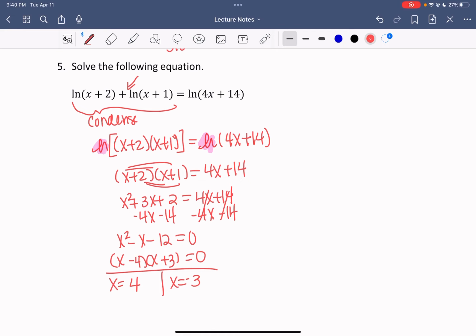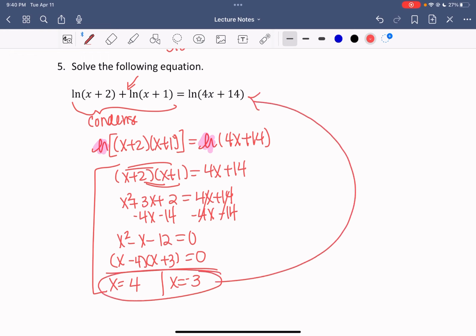Now the problem with this is you do want to go back and check your answer, because this part was just solving for a quadratic. But in our initial situation, these two values are representing what happens up here in your ln. And actually, this -3 is not going to be an answer. Because if I come up here and I plug in ln of -3 plus 2 plus ln of -3 plus 1, this gives me a -1. This gives me a -2. And I can't ln a negative value because of the restrictions on the domain.